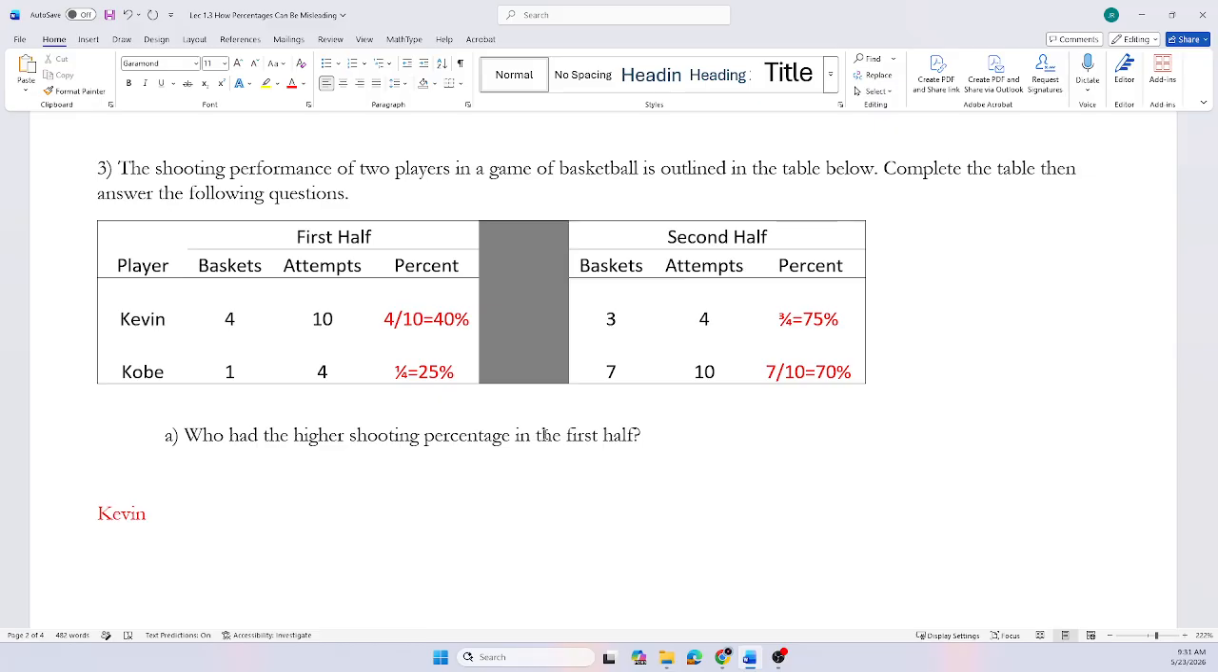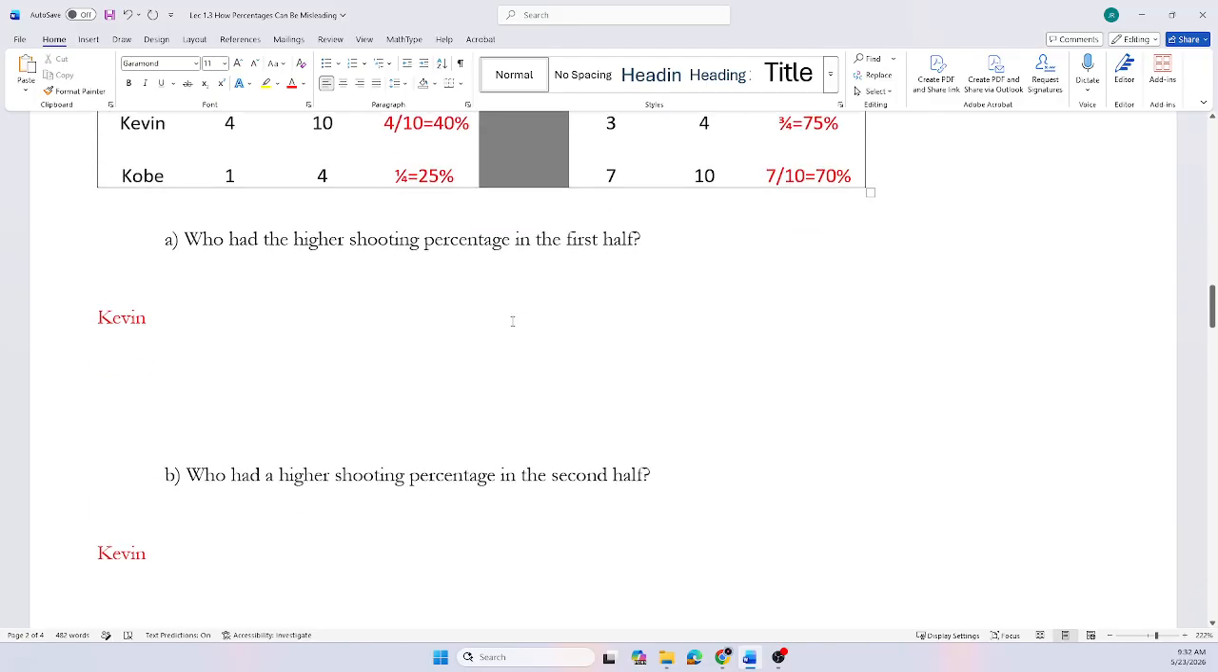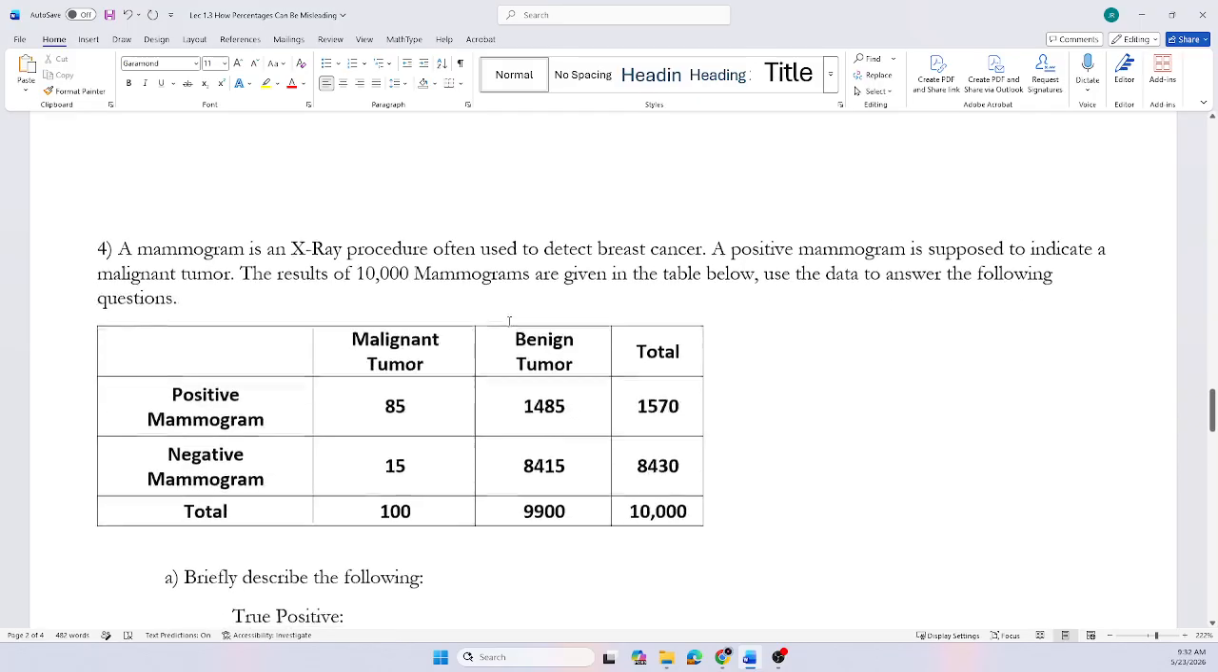Well, the reason for that is because there's not a uniform distribution of baskets and attempts across both halves of the game. If you look at the first half, Kevin had way more attempts than Kobe, but Kobe had way more attempts in the second half. So since there's not an equal distribution of attempts across the two halves, you could have a situation like we see here. So let's look at the next problem.